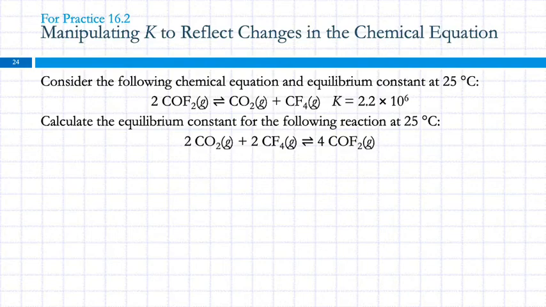Consider the following chemical equation and equilibrium constant at 25 degrees Celsius. There it is, 2.2 times 10 to the 6. Calculate the equilibrium constant for the following reaction at 25 degrees Celsius. Now, we're not using the 25, but equilibrium constants change with temperature, and so it's just specifying that it's the same.